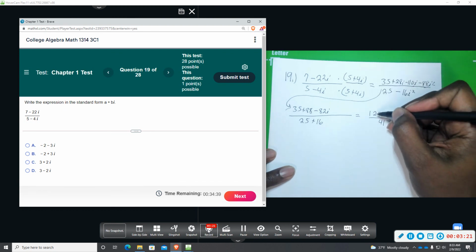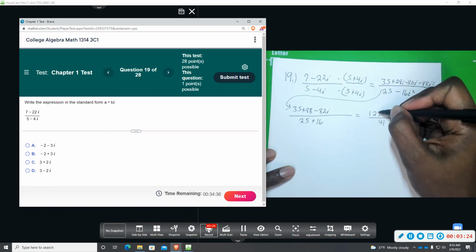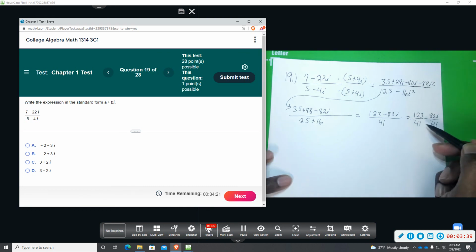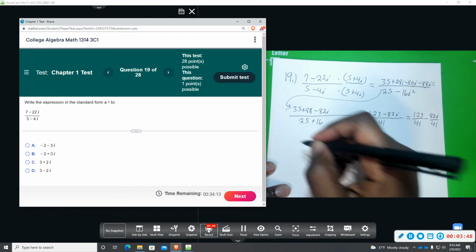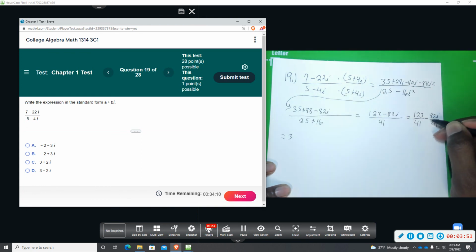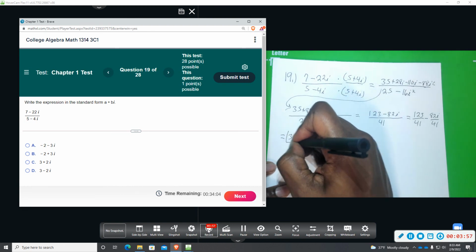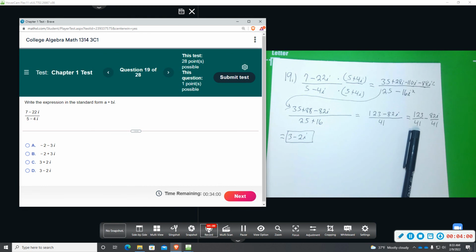And if we can reduce, we're going to do that. So to put it in a plus bi form, we're going to divide both of these by 41 separately. That's going to be 123 over 41, and then minus 82i over 41. They're both divisible by 41. Divide by 41, and that's going to give us 3. Divide by 41 is going to give us a minus 2i. So 3 minus 2i. That will match up with D.